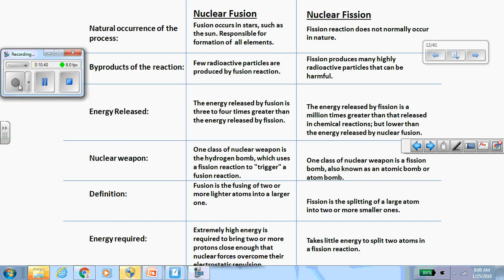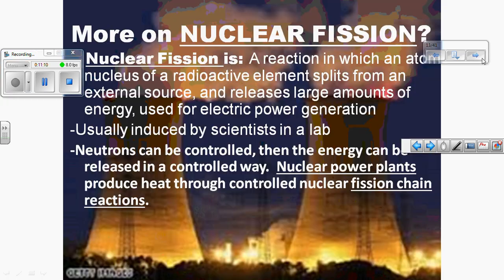Both of these types of reactions are used in the development of nuclear weapons. In a fusion reaction, one class of nuclear weapon would be the hydrogen bomb, which actually uses a fission reaction to trigger a fusion reaction. And then the fission reactions create atomic bombs, also known as the atom bomb. So you can see some advantages and some disadvantages for both of these types of reactions.